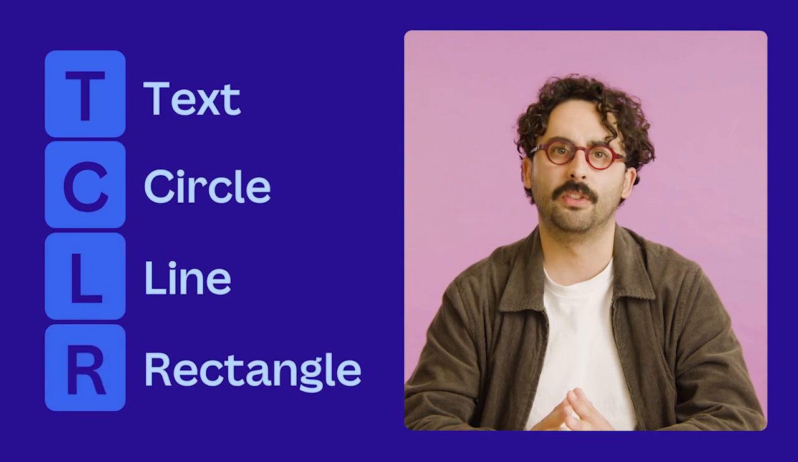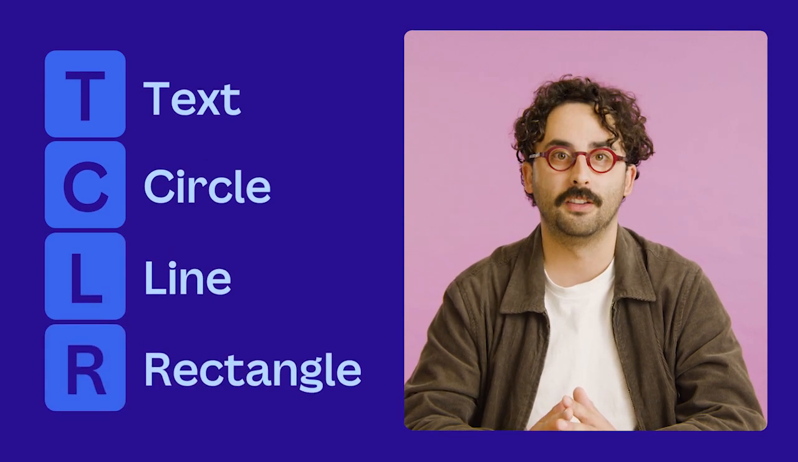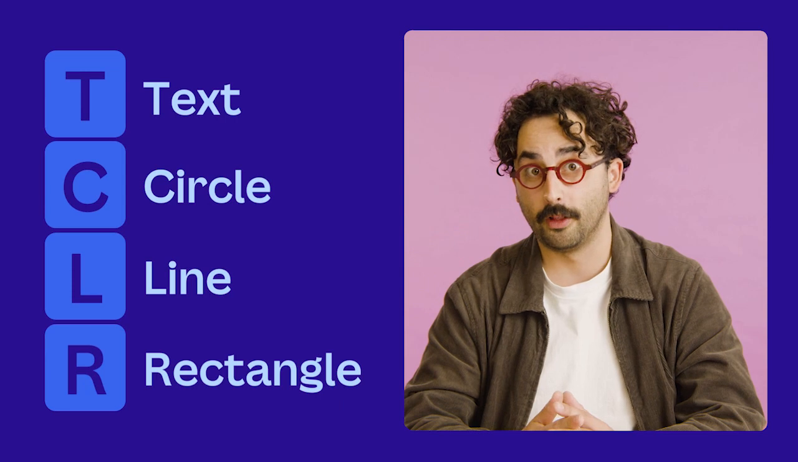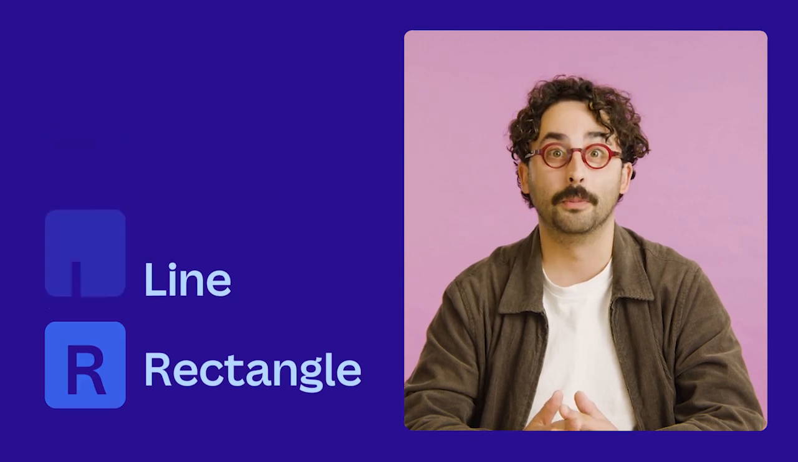Here's a quick recap of some of the Canva shortcuts Nano mentioned. Get ready to screenshot them. T for text, C for circle, L for line, R for rectangle.